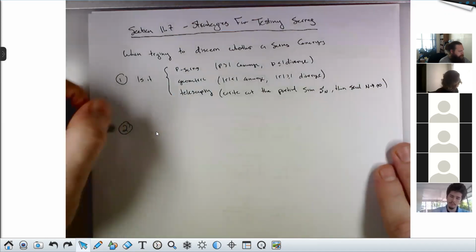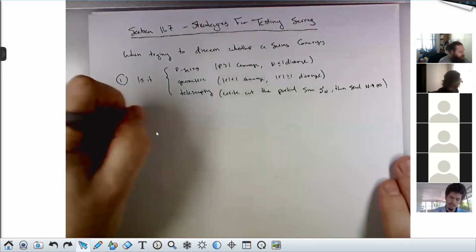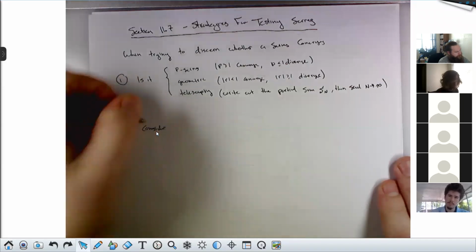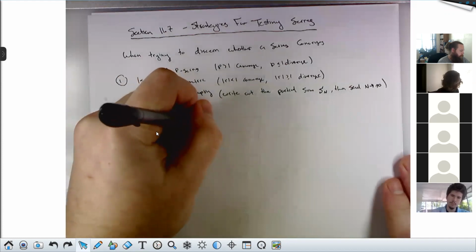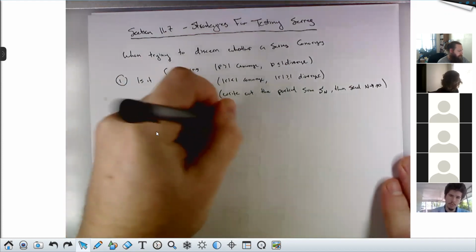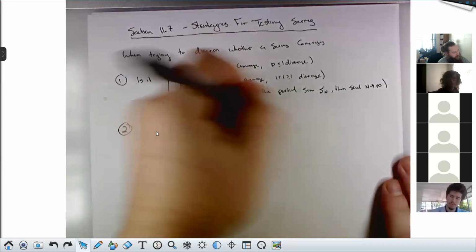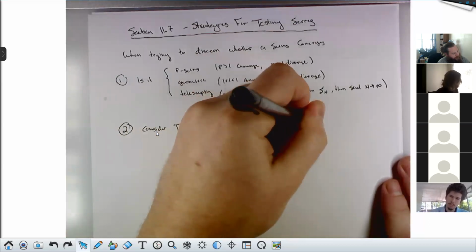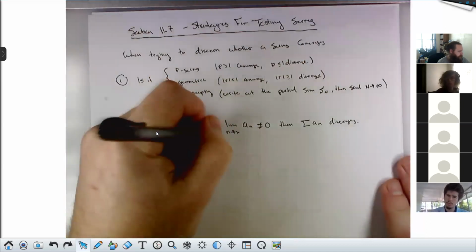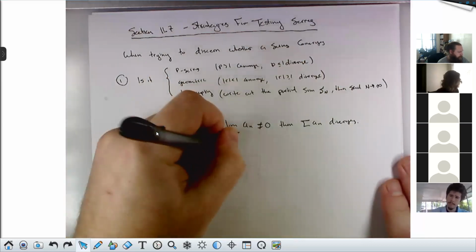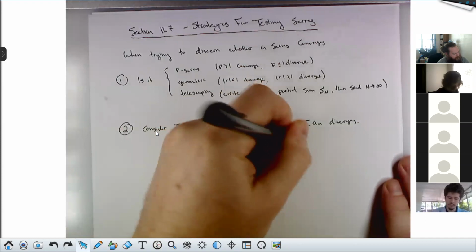If it does not fall into one of those categories, I would do 2 things here. Consider the test for obvious divergence. And remember, this says if the limit as n goes to infinity of a_n is not equal to 0, then the sum of a_n diverges. And you might choose to also remember that if the limit as n goes to infinity of a_n is equal to 0, we learn nothing.